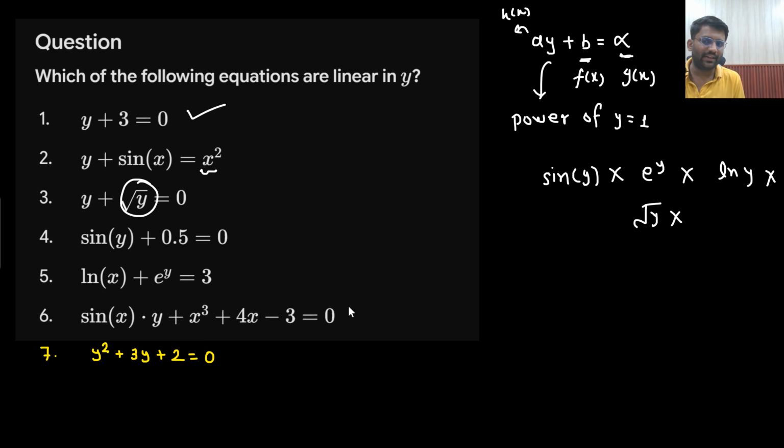So it is trapped inside under root. Not accepted. But this is accepted. Y is having a power of 1. Sin x constant, x square constant. Is this accepted? Absolutely not. Because y is trapped inside sin. Not accepted. Is it accepted? Ln x plus e to the power y. Ln x is accepted, but this e to the power y is not accepted. This guy is accepted. This guy is not accepted because e to the power y is there.